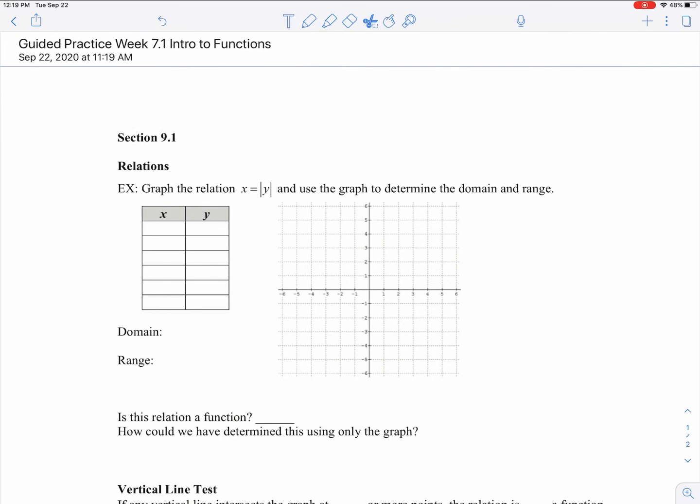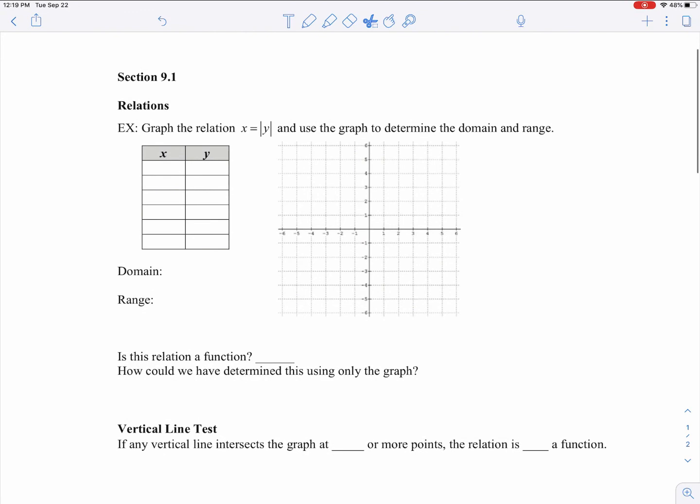Hey everybody, this is the guided practice worksheet for week 7.1. This is section 9.1 in your book, and it's the introduction to functions. In this section, we're talking about the difference between a relation and a function, and that's hopefully going to be illustrated in this example. This should be a pretty short video, so hopefully this isn't going to take up too much of your time.